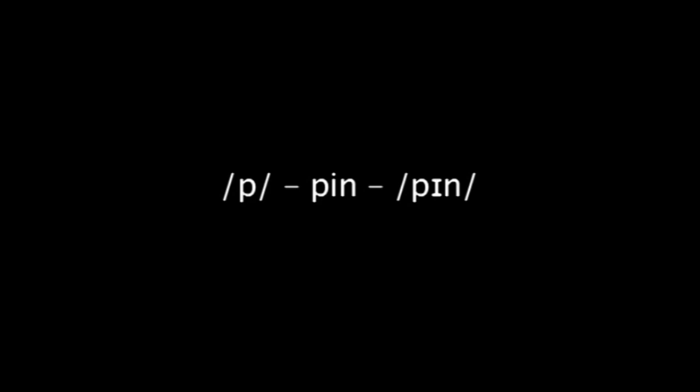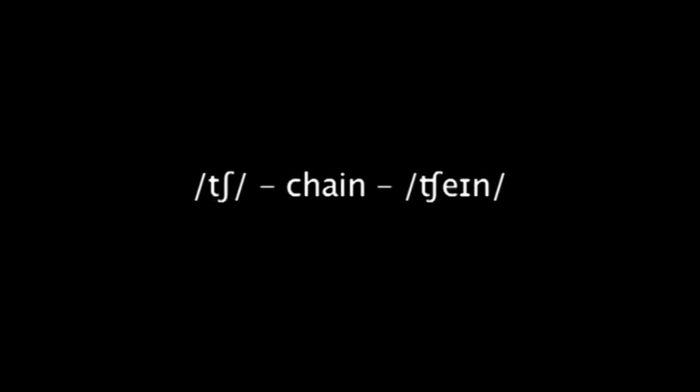I will pronounce the sound first and then I will also pronounce the word in which the sound occurs. We have first sound, which is P as in pin, B as in bin, T as in tin, D as in din, K as in card, G as in gum, Ch as in chain, J as in join, M as in man, N as in now.